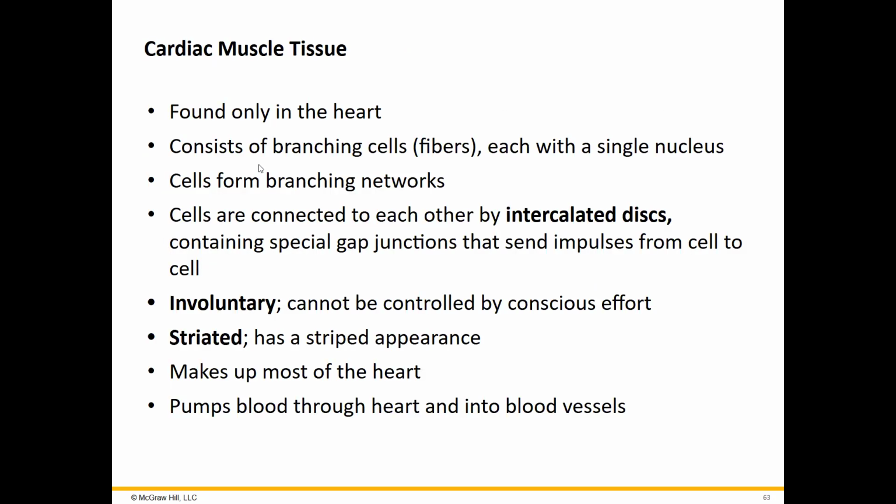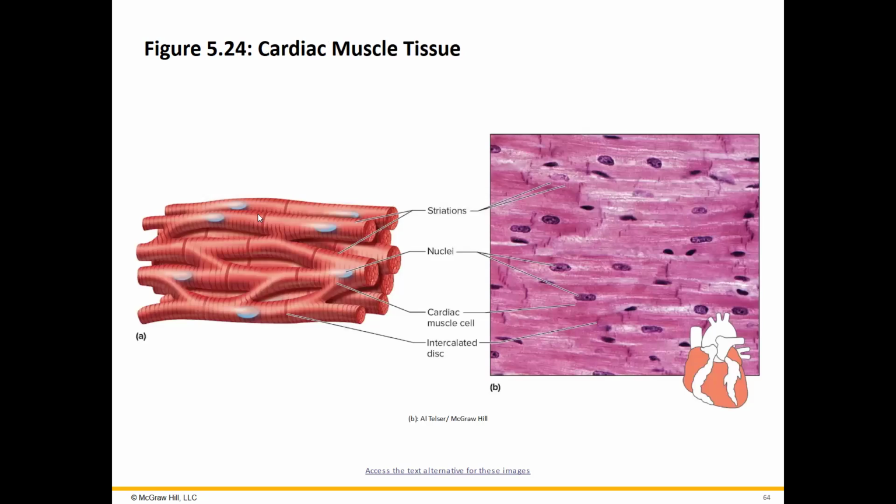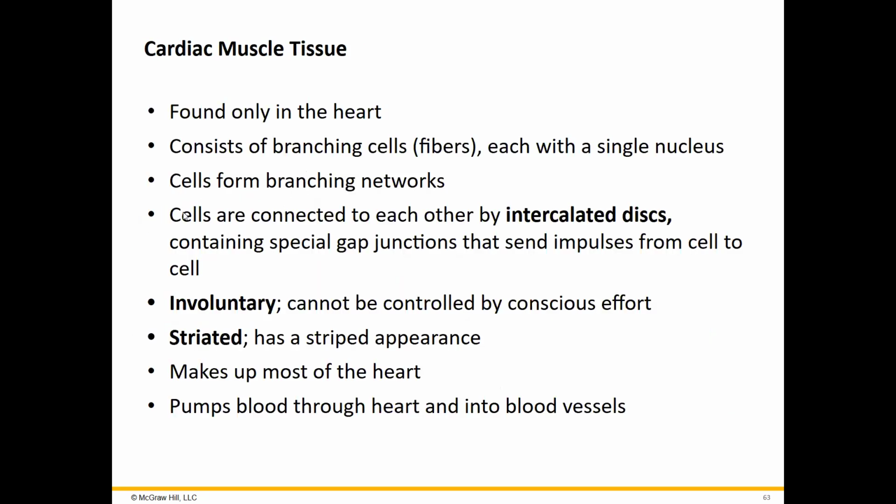Cardiac muscle. Where do you think it is? The heart, yes. It has branching fibers. It looks like this. We've seen this in our notes before. This is the branching fiber of the heart. What I want you to know is it's still involuntary, but it's striated. It has a striped appearance. You don't control your heartbeat. You don't have to think about it, okay? It makes up most of the heart. It pumps the blood into the heart, through the heart into the vessels.